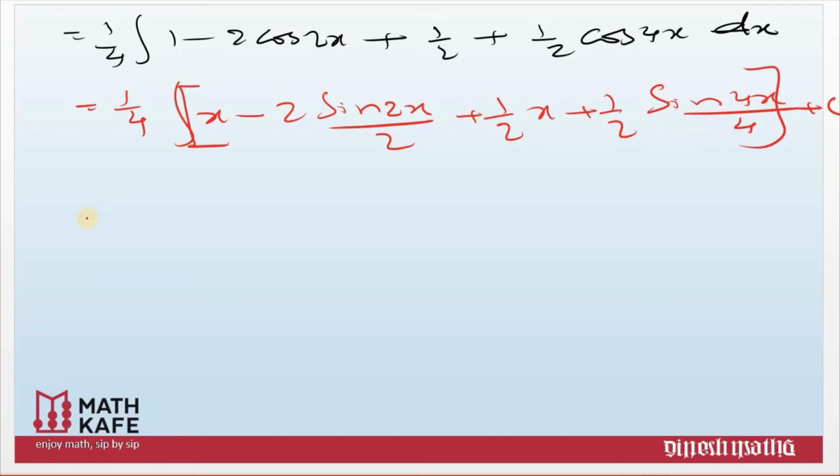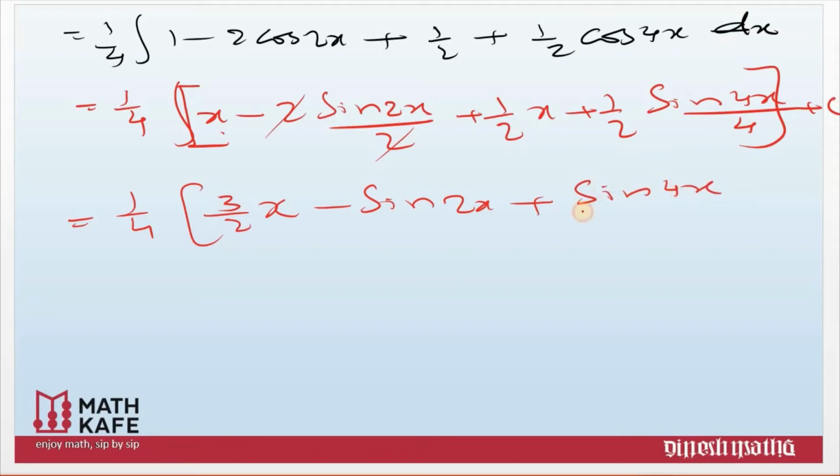Now you can simplify one more step. See, 1 by 4. Here you have an x and there is a 1 by 2x. 1x plus half x will become 3 by 2x, minus, and this 2 and 2 get cancelled, sin 2x plus half into 4, or 2 into 4 is 8. So this will become sin 4x divided by 8 plus c. So we got the answer.